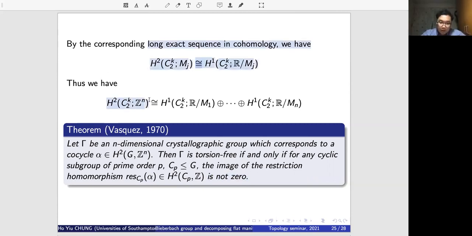So if you have a class in this big second cohomology class, after you restrict to any cyclic subgroup, we know that at least one of those classes is not zero. That is the main idea of how I get the value for the diagonal Vasquez invariant, because I'm trying to figure out whether I can take away at least one. For example, the first cohomology class of C2^k with coefficient R quotient of M1. My idea is to check whether I can take out this class and the remaining can still provide enough non-zero terms. If so, then you can quotient out the sublattice M1 and still get a Bieberbach group. That's the idea.